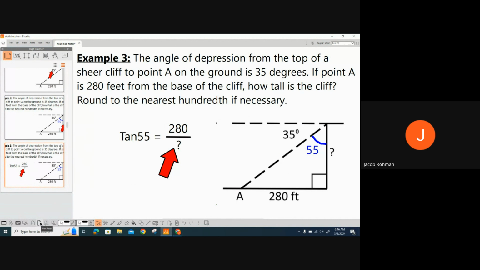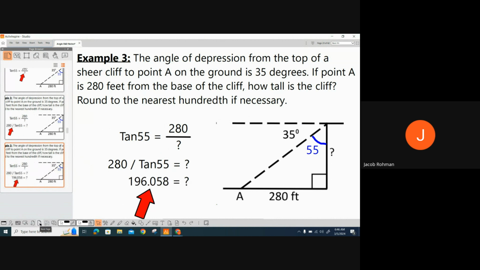Now to solve this for the question mark, we're going to take 280 divided by tangent of 55. And that's going to give us 196.058, which rounded to the nearest hundredth would be 196.06. And that would be in feet.